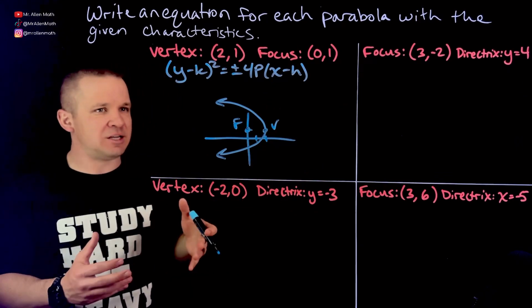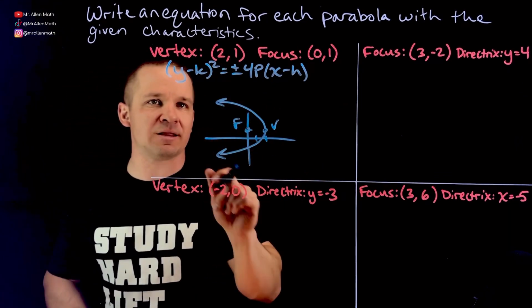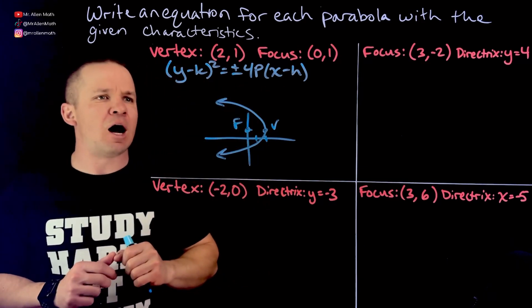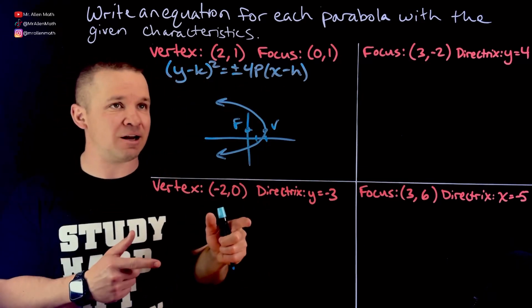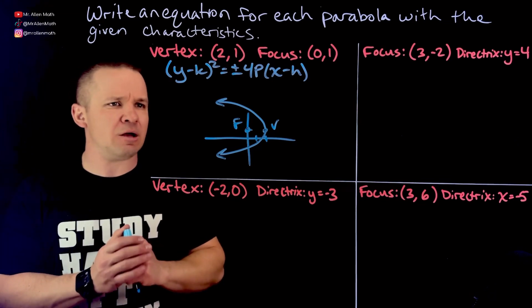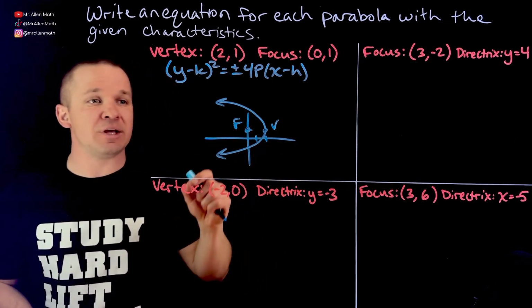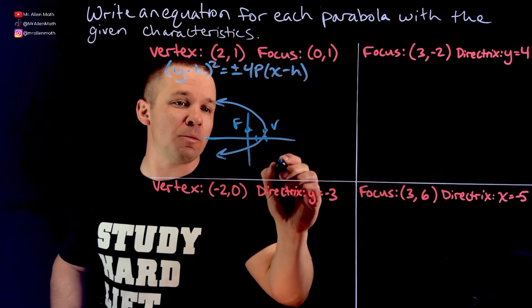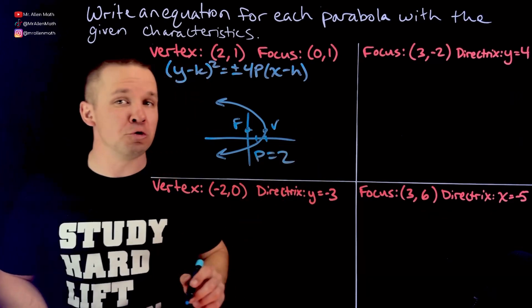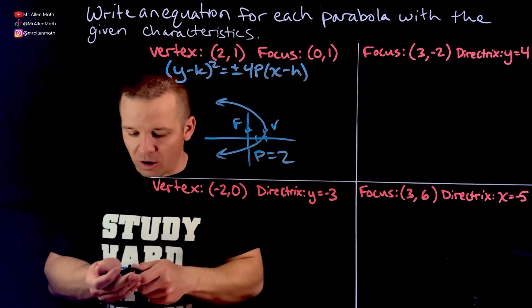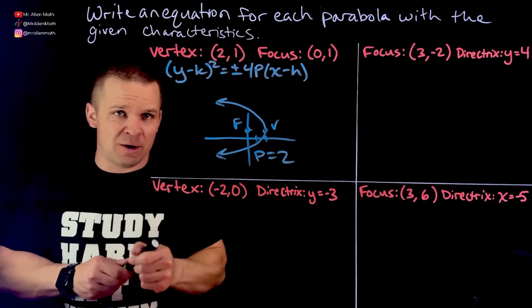So let's think about the different characteristics here. Well, my vertex, we've got that, so I have my h and my k. It's opening to the left, so it's negative. What's my p-value going to be? My p-value is the distance from the vertex to the focus, so p is going to equal 2 for this one. And now we can plug all this stuff in and be done with our problem.